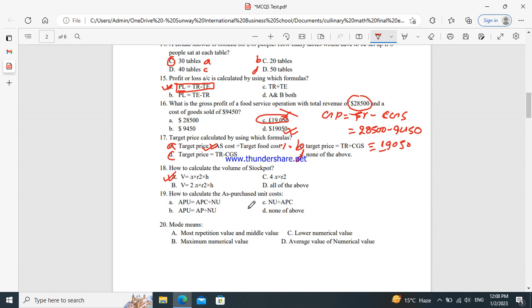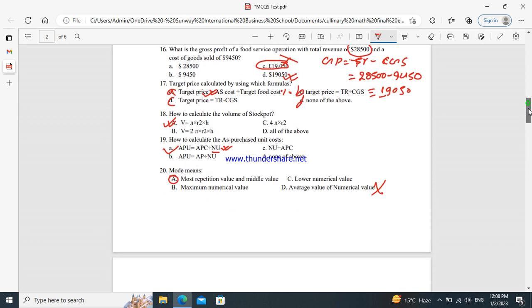How to calculate the AP purchase unit cost? The option A: APC divided by NU. AP purchase cost divided by number of units, NU means number of units. Okay, this is the formula. Finally, 20. Mode means the average value of numerical values. Is it correct? Oh no! The correct answer is option A. Mode is the most repeated value, and it needs to be central. It means the middle value.